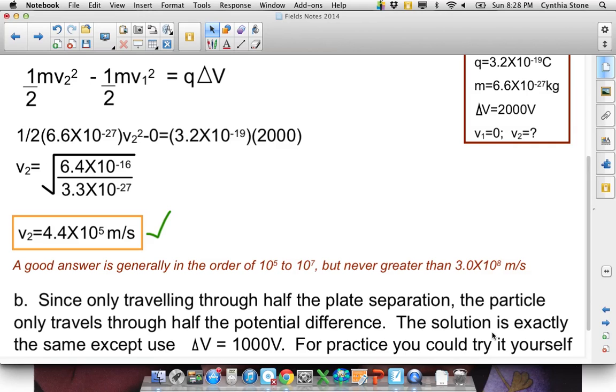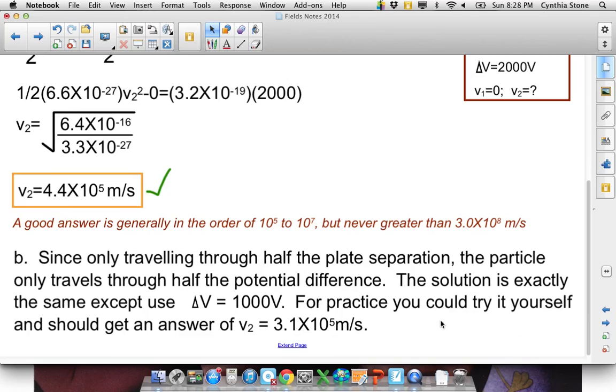Okay. In part B, I didn't bother doing the solution. But if it's only traveling through half the plate separation, it's really only traveling through half the potential difference. So it's the exact same question, exact same solution, but change in V is 1,000. You could try it yourself. Put it in your calculator, see if you get the right answer. The right answer is not half, by the way. It's not half because this might be a half over here, but you're still looking for a square root. So it's not half, but it is smaller, and that would make sense because it's going through half the potential difference.